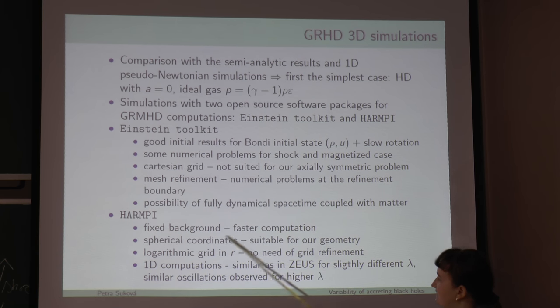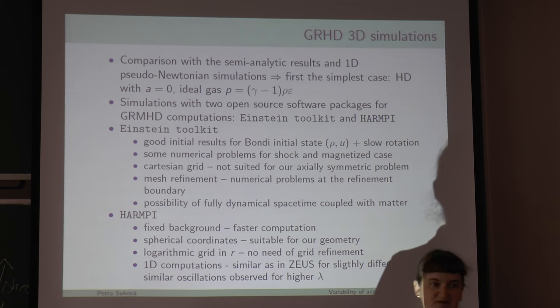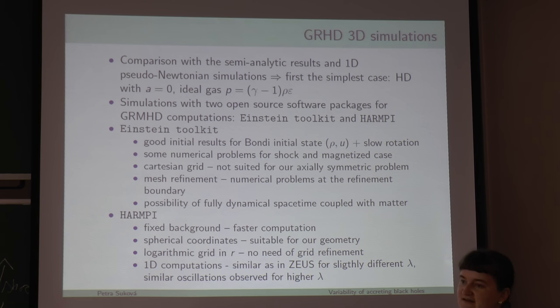So we are fine with computations on a fixed background, which is actually faster, because you just set the metric at the beginning and do not care about it anymore. And spherical coordinates are also more suitable for our geometry. There is another advantage of HARMP: it has a logarithmic grid in radius. That means there is no need for grid refinement, which is very important, because with refinements of grids there are usually a lot of numerical problems with magnetic fields and with everything. So we quite recently switched from Einstein Toolkit to HARMP, and now we are working on our simulation with HARMP.